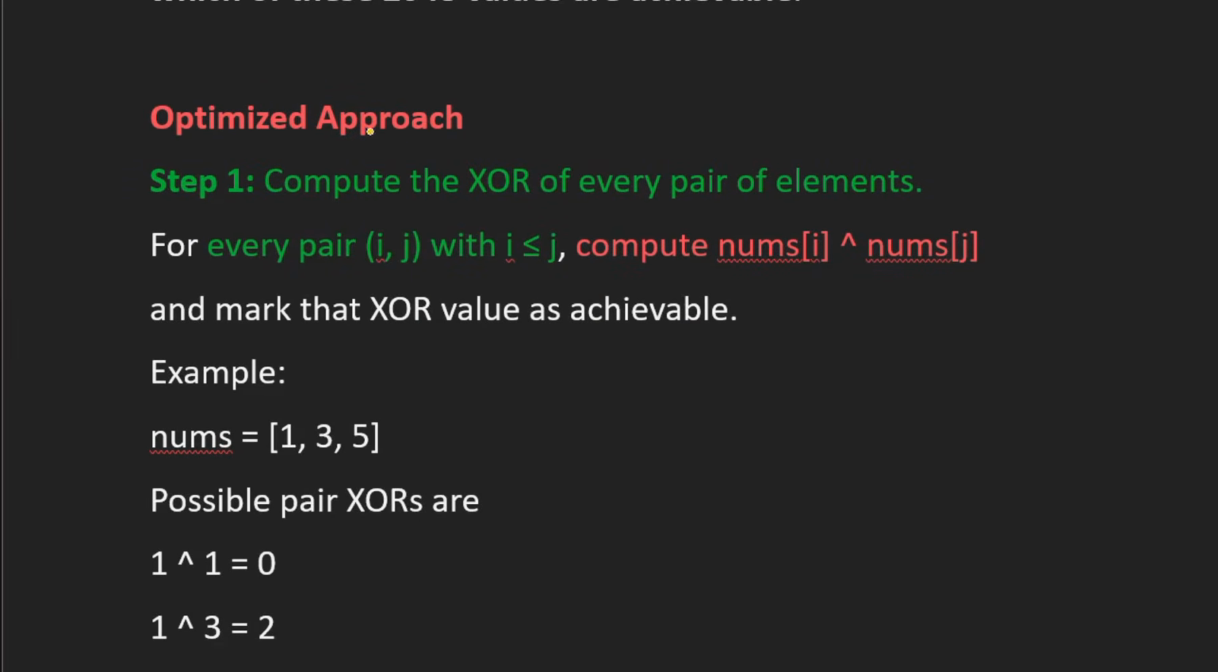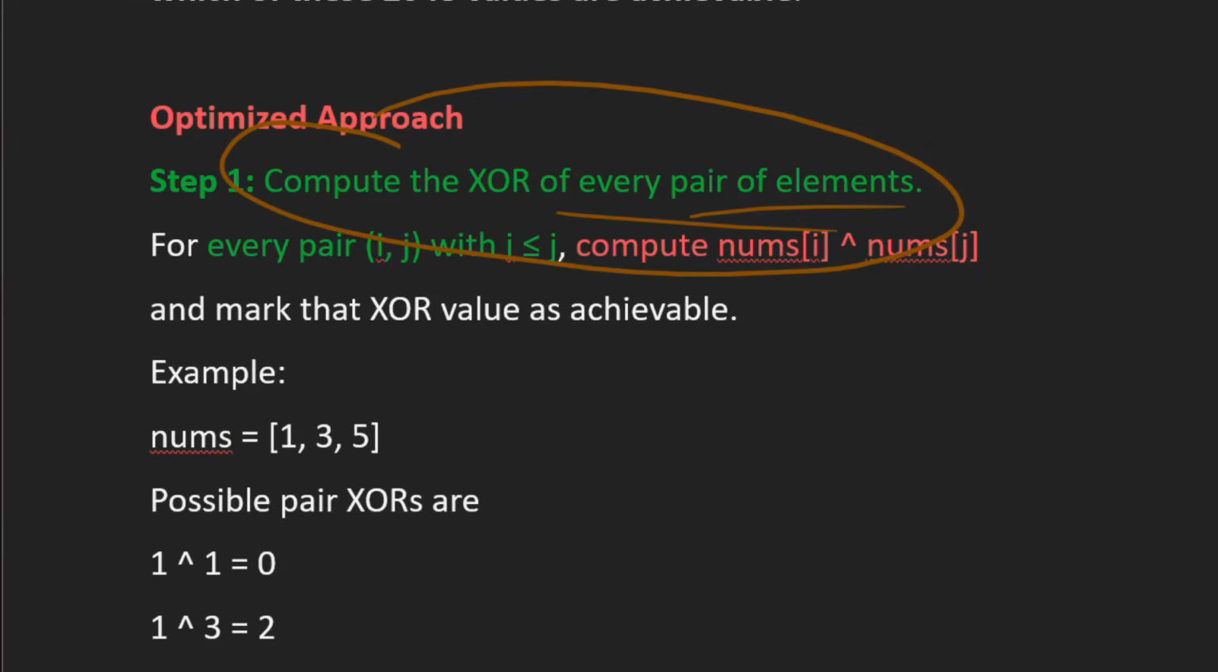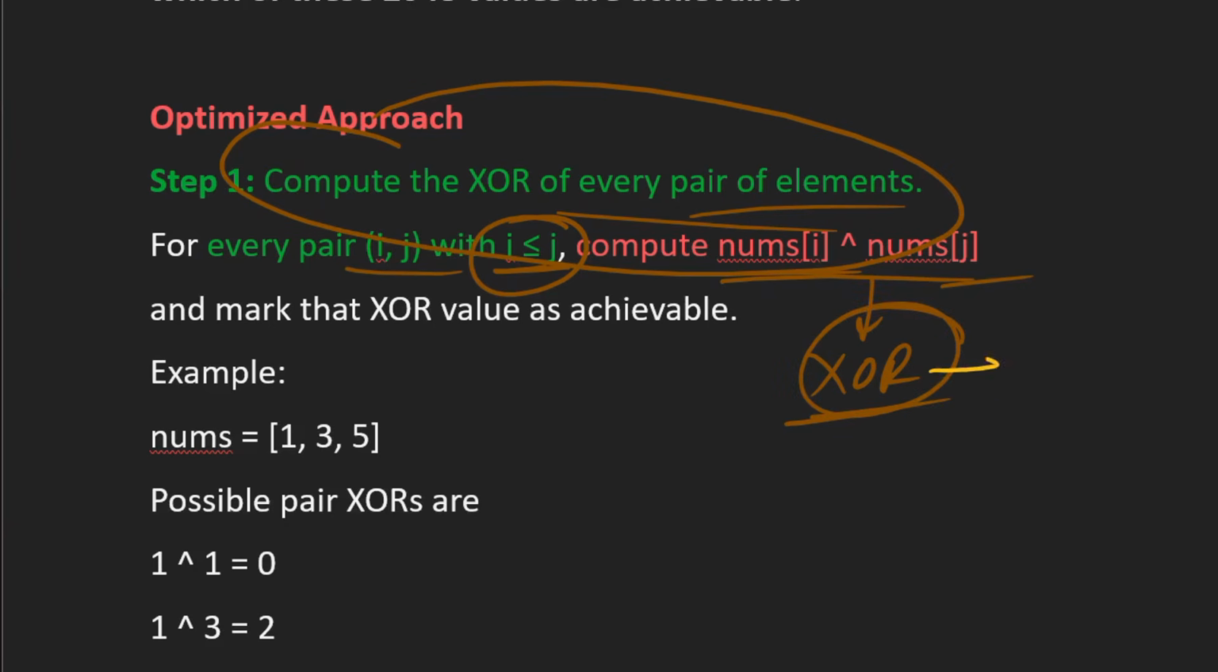So first thing, we'll compute the XOR of every possible pair of elements. We take pair i comma j with the constraint i is less than or equal to j, and find the XOR value of nums of i with nums of j, right? And then we mark that XOR value as achievable or not. That means if we mark that XOR value as true, we can achieve that XOR value in a pair. So let's see an example.